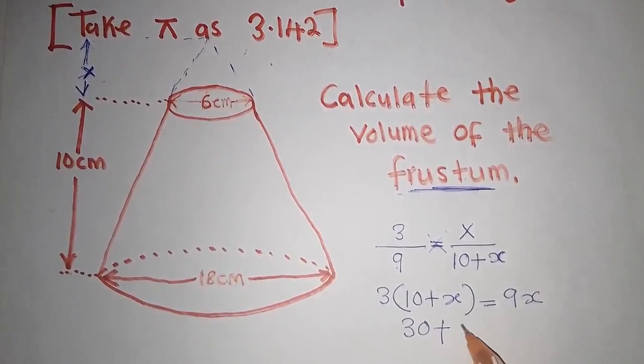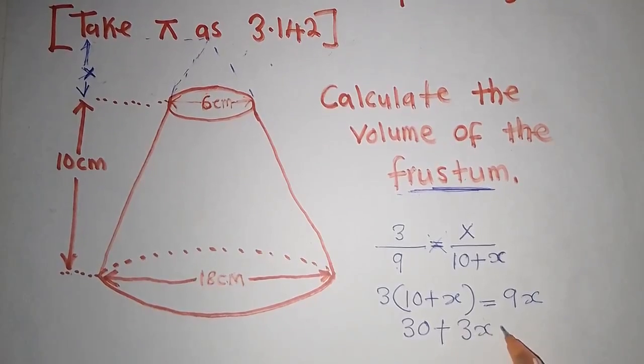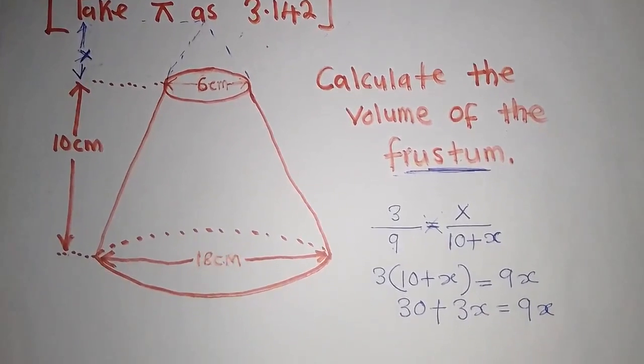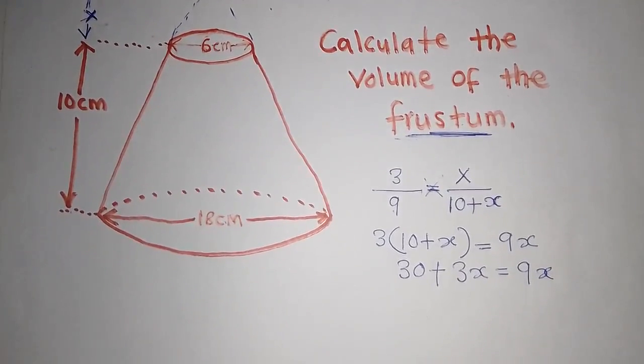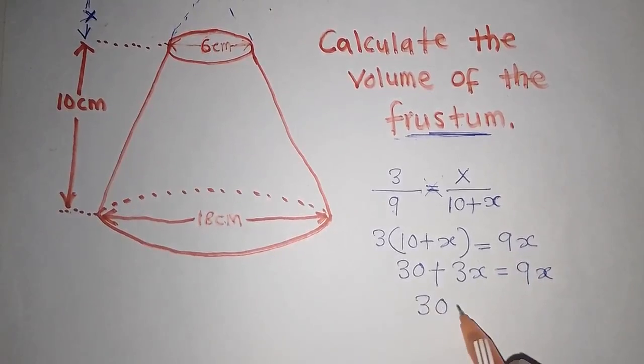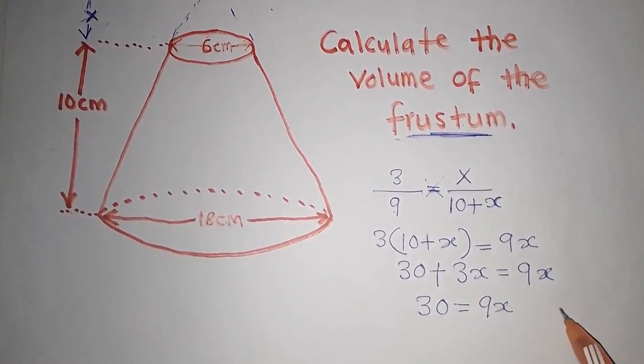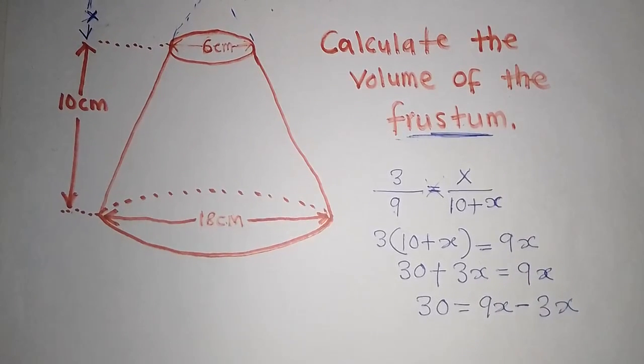Plus 3 times x, it is 3x, which is equal to 9x. This is what you are going to do. From here now, you say, okay, let us group the like terms together. So 30 will maintain here. This one will go to the other side, 9x. So when it crosses this equal sign, we have negative 3x like that. So which means that 30 is equal to 6x.